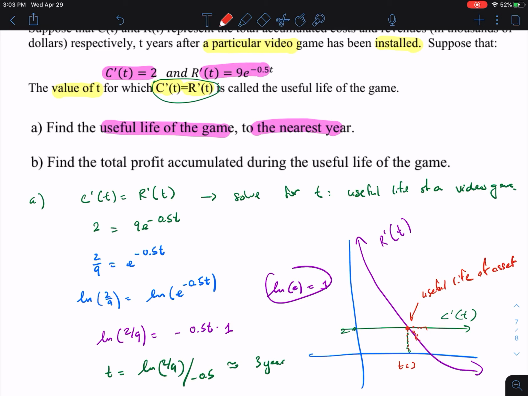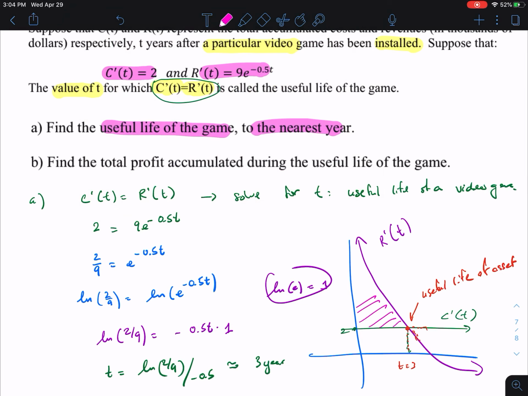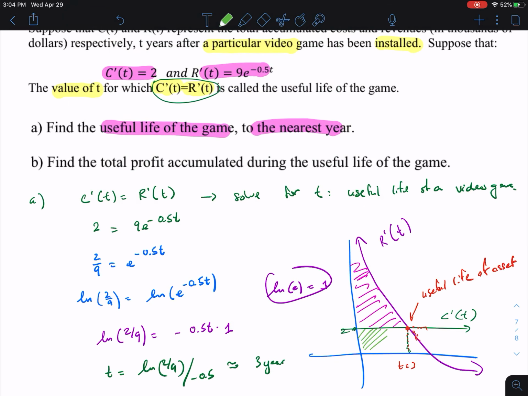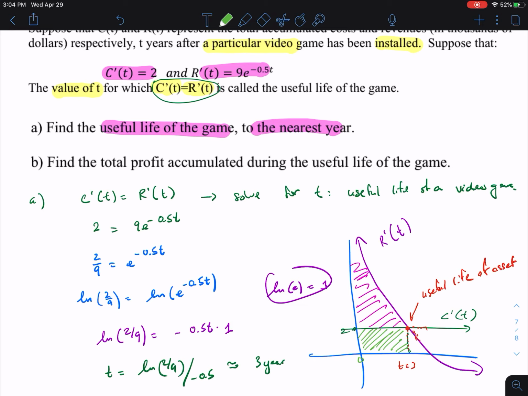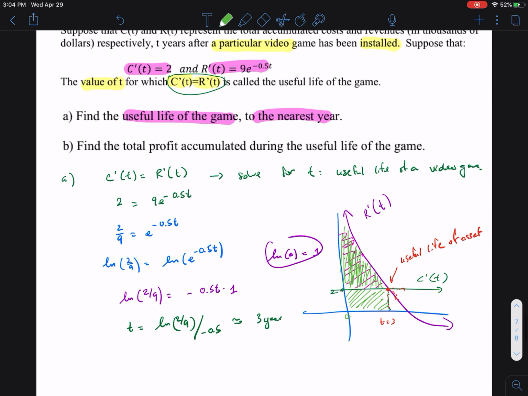Okay, so what happened before that? Well, before that, we have two areas. We have this area here, and then we have this area. From year 0 to 3, if we take the marginal revenue minus the marginal cost, we get this pink area here. So this is the amount by which the company gains or accumulates the total profit. Okay, so that's what part B is asking. I guess I can just make a note of that.